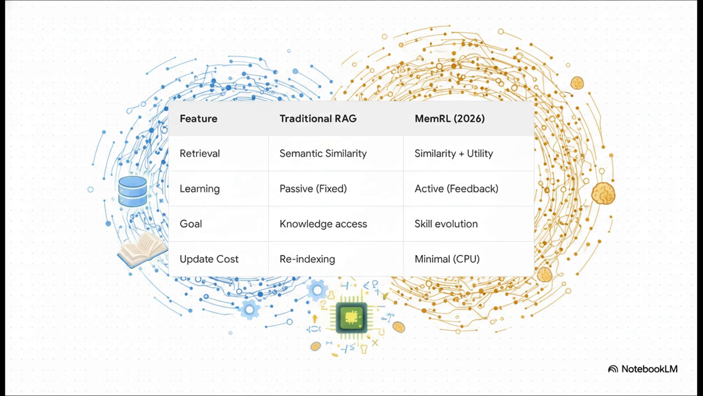Traditional RAG is a passive system for accessing knowledge. MemRL is an active system for evolving skills. And the kicker, from an infrastructure and cost perspective, is that last row. The update cost is minimal. We are talking about tiny, real-time CPU-based updates versus costly, slow, GPU-based fine-tuning. For any engineering leader, that's a massive win.